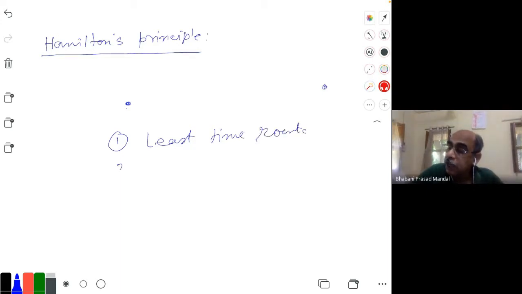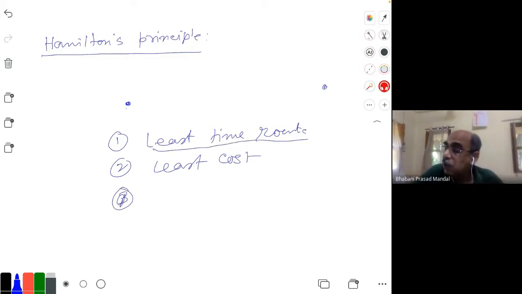Second is the least cost. They will give you a direction by which, if you go, it will cost very little. Least time, least cost, and one more I used to get: the least number of changes, like a direct one stop, as opposed to going by bus, then train, then metro. But anyhow, two is enough for us. So, least time, least cost.